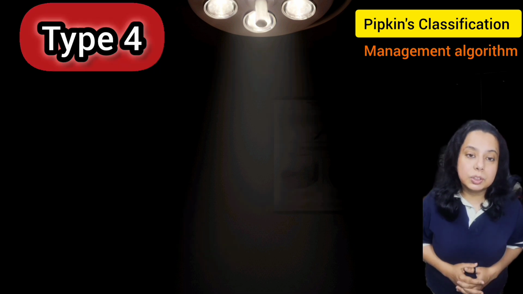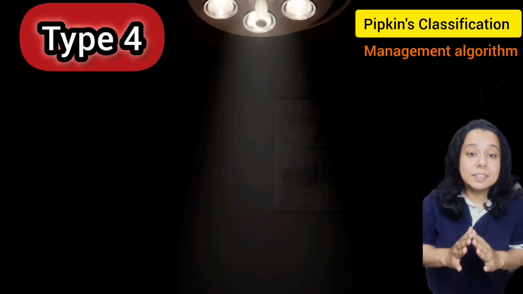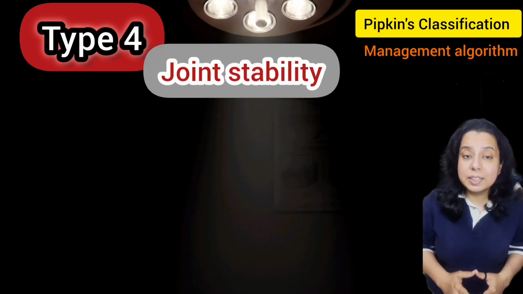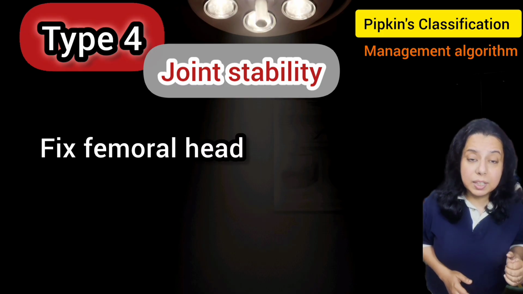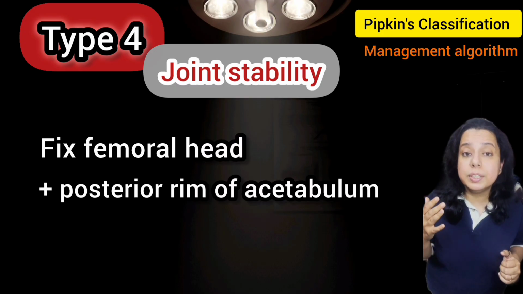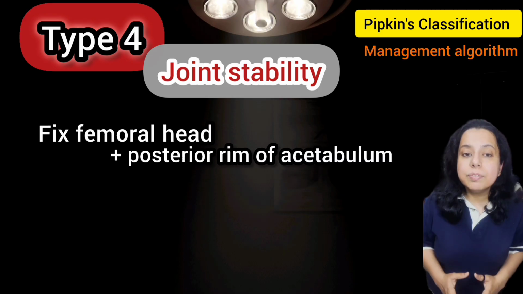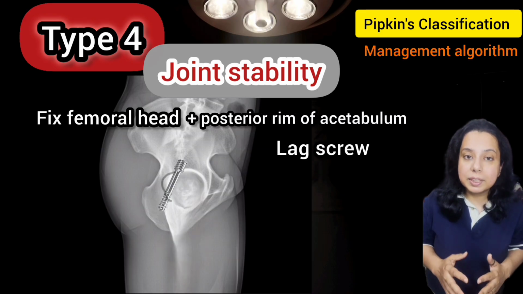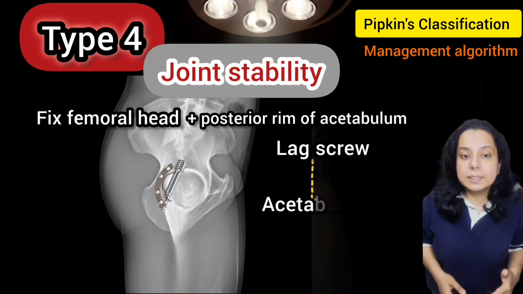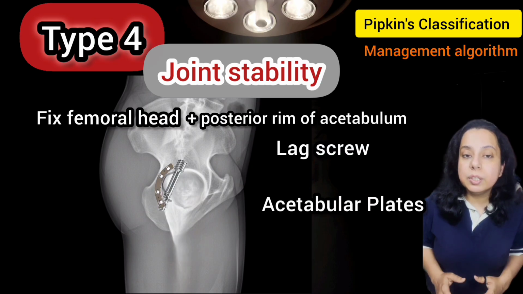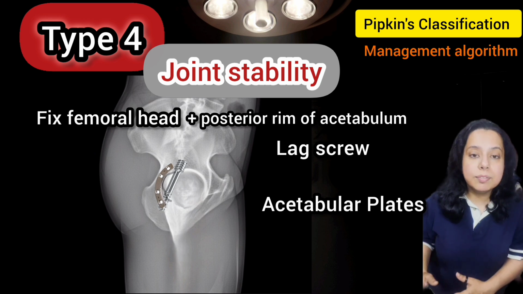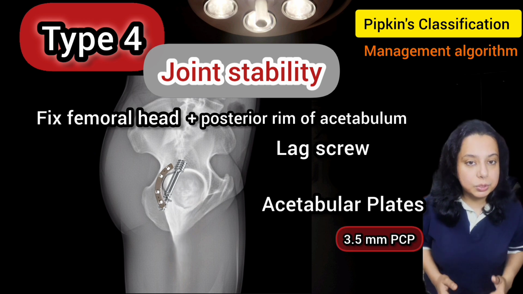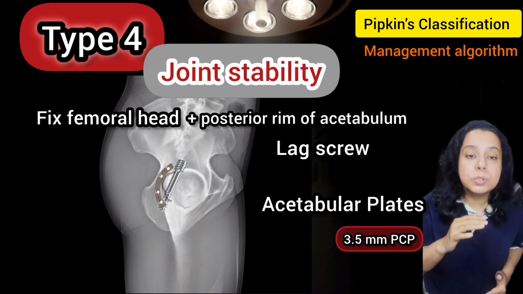In a type 4 fracture, the core problem is that it is a very complicated type. To restore the joint stability, you will simultaneously fix both the femoral head and the fractured posterior acetabular rim. Generally, it starts off with a lag screw to compress the acetabular fragments anatomically, and then the acetabular plates and screws, specifically the pre-contoured or the malleable small fragment plates, the 3.5 plates, are fixed to the intact portion of the posterior column to buttress the posterior wall fragment.